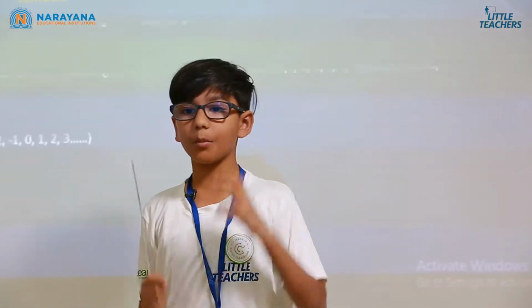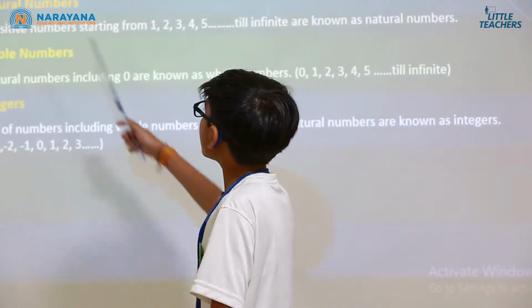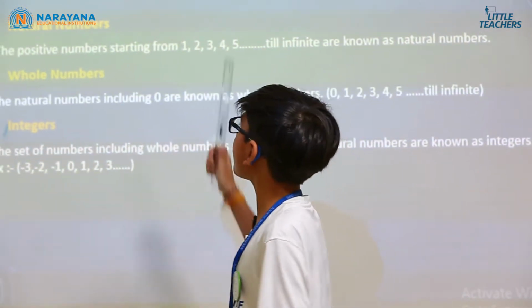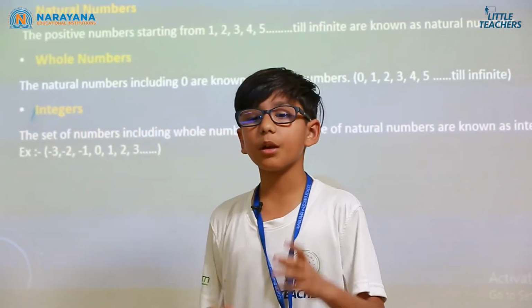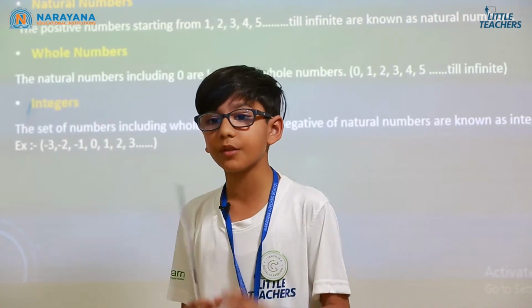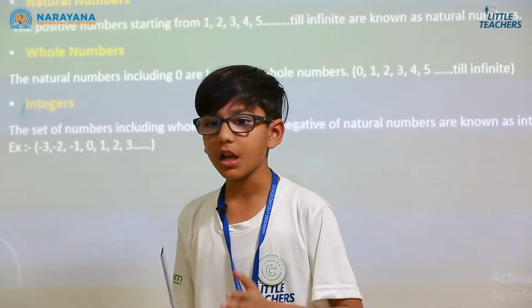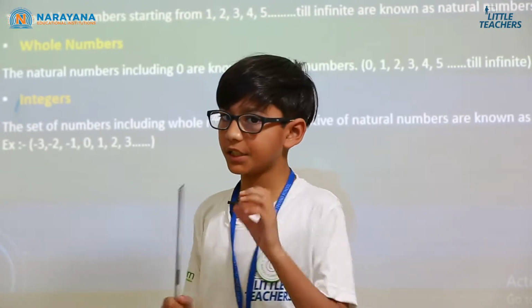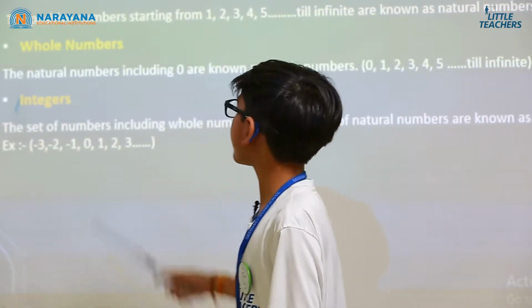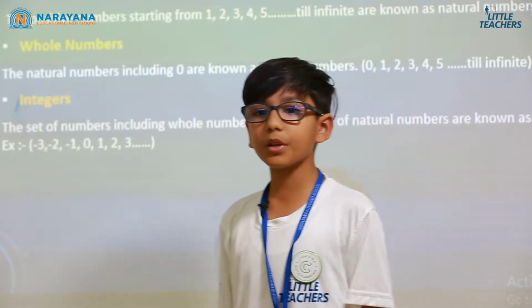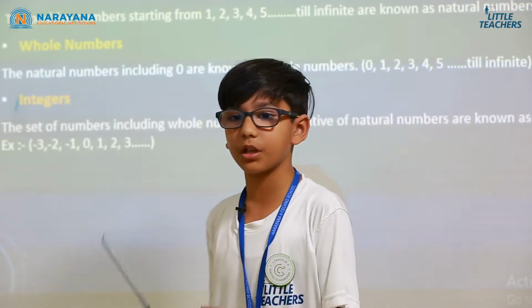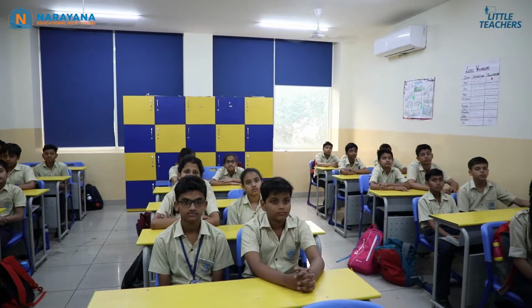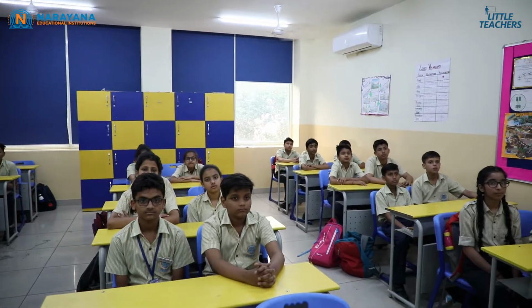Before knowing about whole numbers, we should know that they come under the number system. So, we'll start with the number system first. The first topic of number system is natural numbers. These are the positive numbers starting from 1 and going to infinity, like 1, 2, 3, 4, etc. The second topic is whole numbers. The natural numbers including 0 are known as whole numbers. They start from 0, 1, 2, 3.